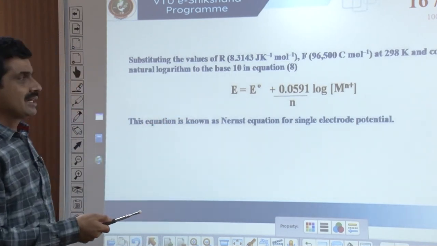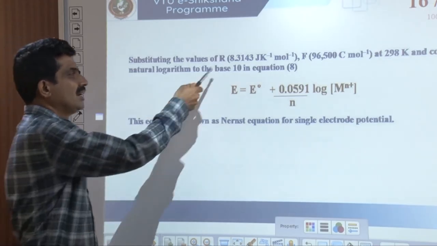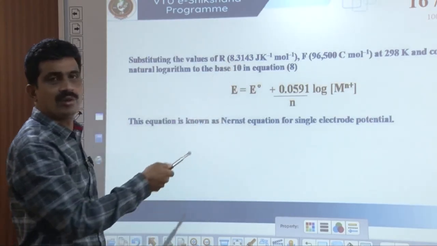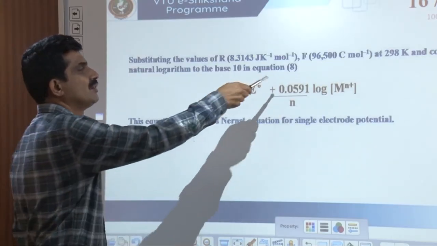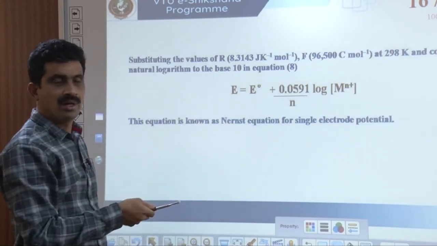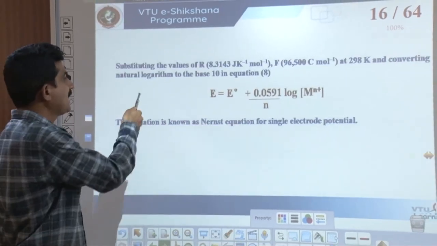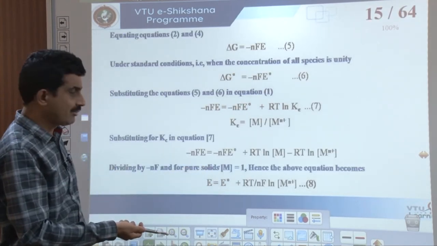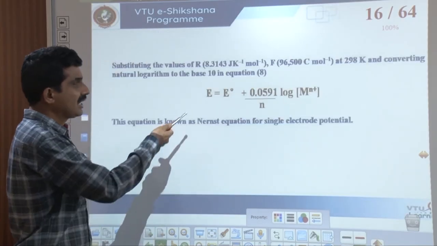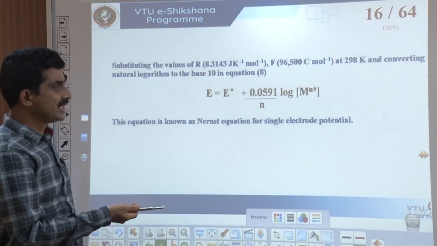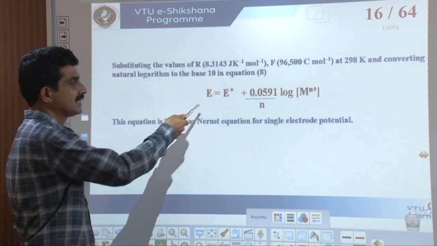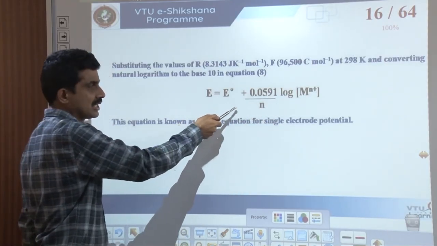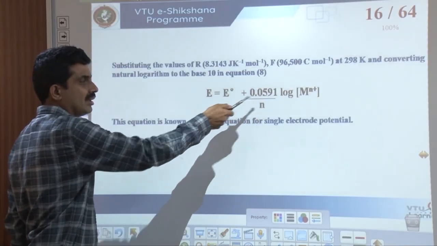Substituting the values of R and F at 298 Kelvin: we all know the gas constant R is 8.3143 joule per Kelvin per mole, and Faraday's constant is 96,500 coulomb per mole. Converting natural logarithm to the base 10 in equation 8, E is equal to E naught plus RT divided by NF ln Mn plus, with T as 298, the equation becomes E is equal to E naught plus 0.0591 divided by N log to the base 10 Mn plus.